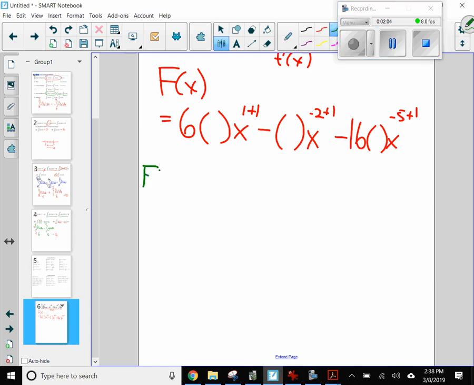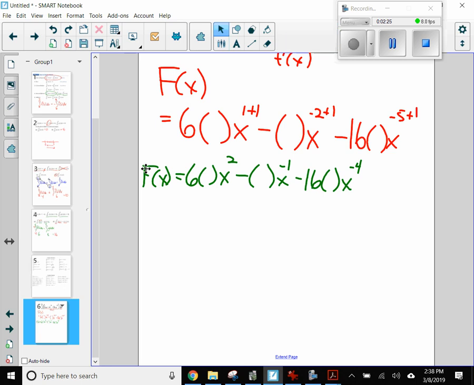Now I'll say F of x is equal to 6 placeholder x squared minus placeholder x to the minus 1 minus 16 placeholder x to the minus 4. And then in each of these placeholders, I'm going to put the reciprocal of the new exponent. So this would be 1/2. This is going to be negative 1. This is going to be negative 1/4. And if I do my simplification here, now I have F of x.